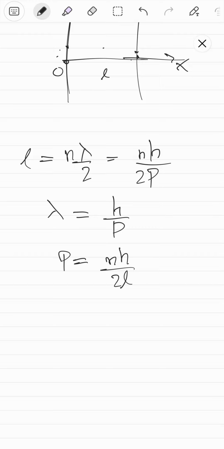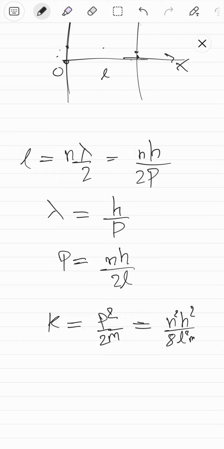But we know that our kinetic energy is just equal to p squared upon 2m, so like half mv squared, but you can write it like this. It's very trivial, just do it by yourselves. And then this is going to be equal to n squared h squared upon 4L squared, but then you get these things like 8L squared m. Oh, sorry, 8L squared m, right? So this is our kinetic energy.